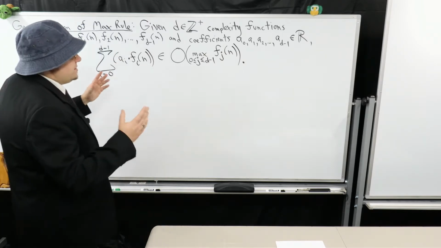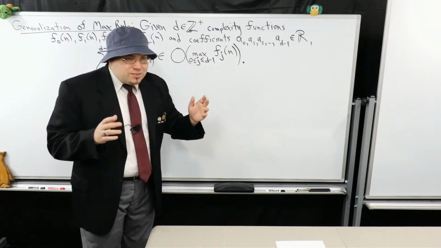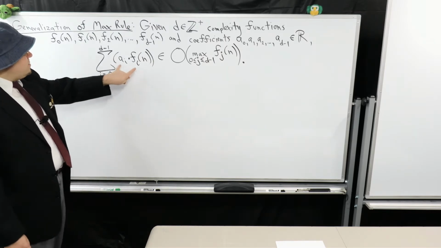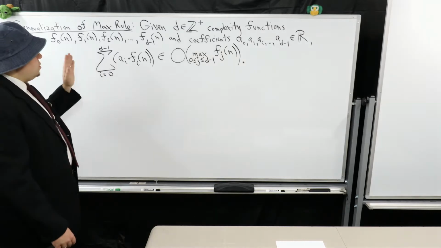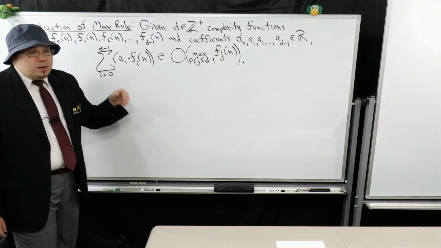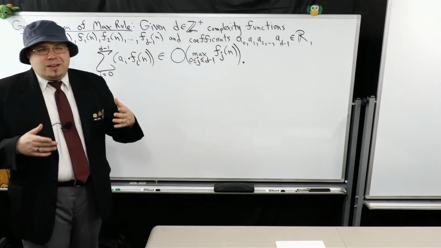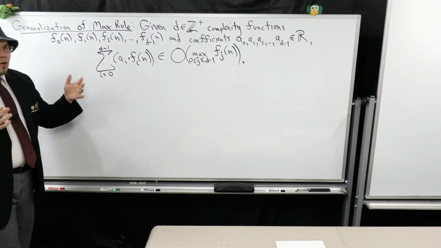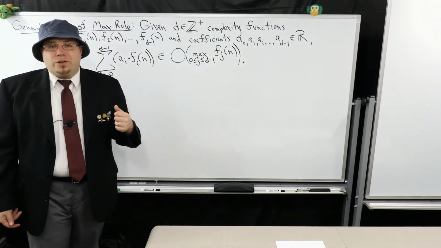This is a generalization of the one that I showed you before, where we only had two functions. So imagine if d was equal to 2. What this would be saying is that it's a sub 0 times f of 0 of n plus a sub 1 times f of 1 of n. Which, I don't want to spoil it too much, but if you think of the coefficients as 1, it should look a lot like the max rule I proved for you in a previous video.